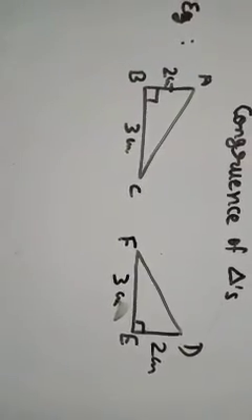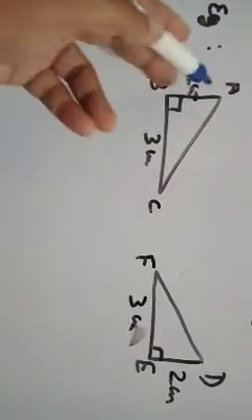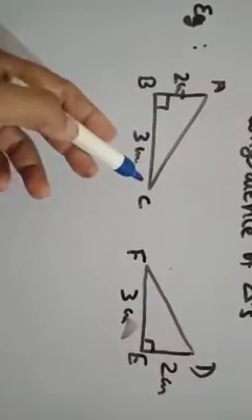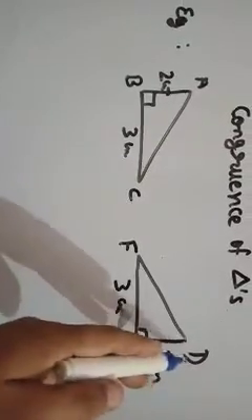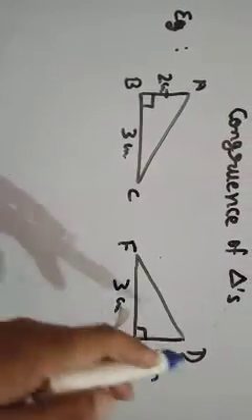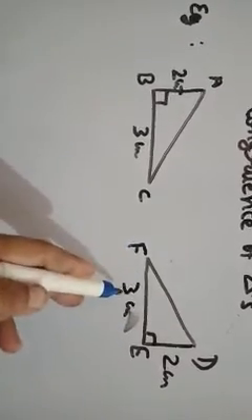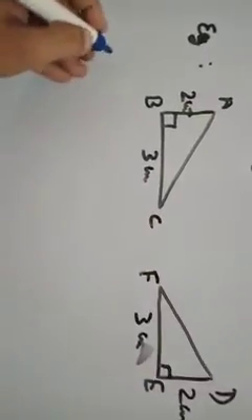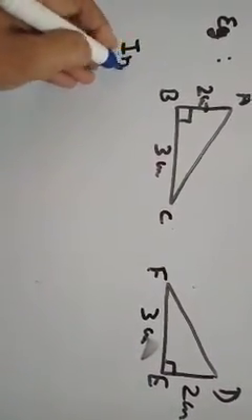So student, here is an example. In triangle ABC, AB is equal to 2 cm, BC is equal to 3 cm, and angle B is equal to 90 degrees. In triangle DEF, DE is equal to 2 cm, EF is equal to 3 cm, and angle E is equal to 90 degrees. So how do we compare for congruence of two triangles?